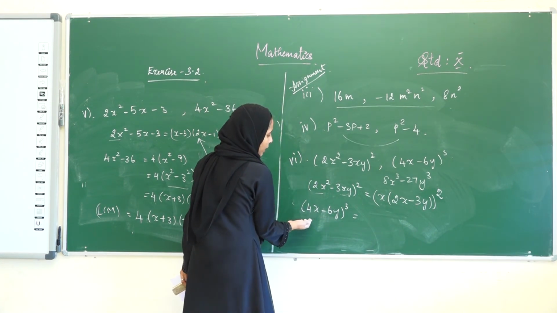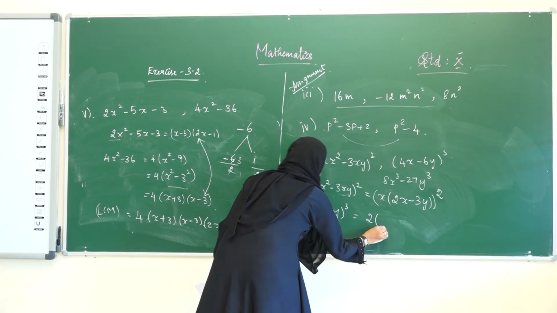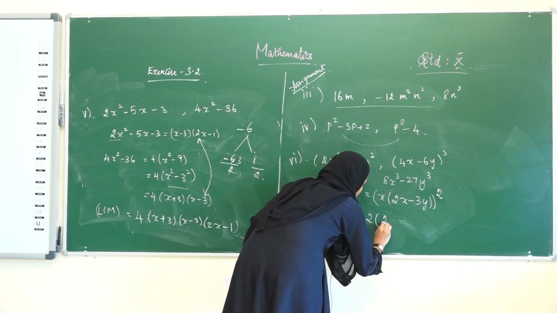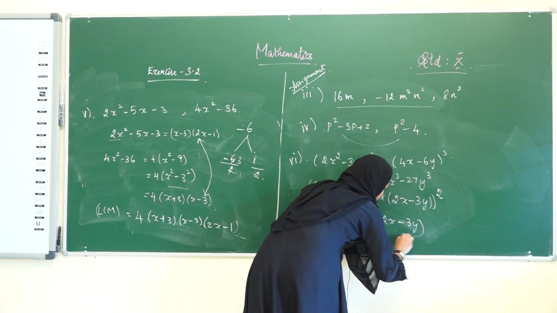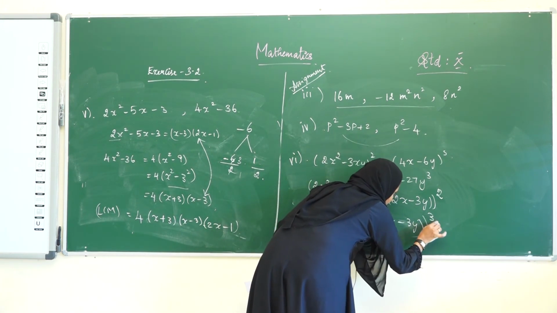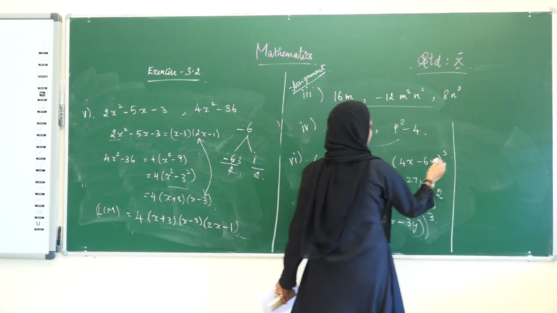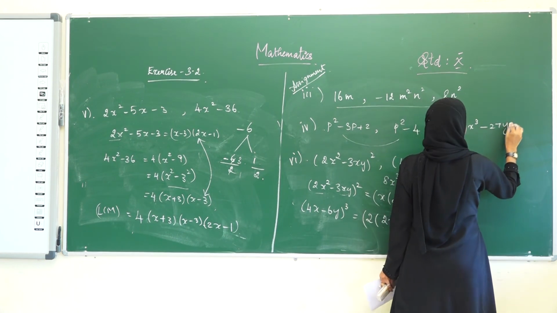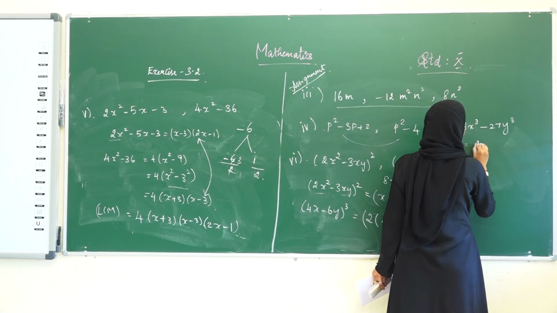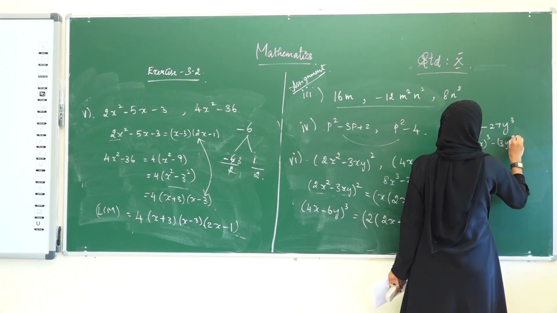What term do we have in common? We have 2 as common. So let us take 2 outside. The remainder will be 2x minus 3y. Therefore, the cube term should come as whole. And then the third thing is 8x cube minus 27y cube. This can be written as 2x cube minus 3y cube.